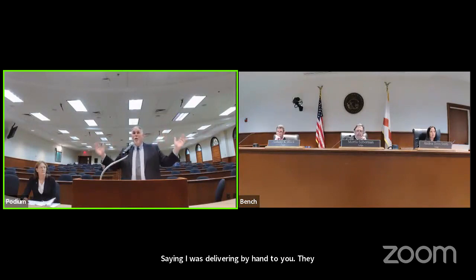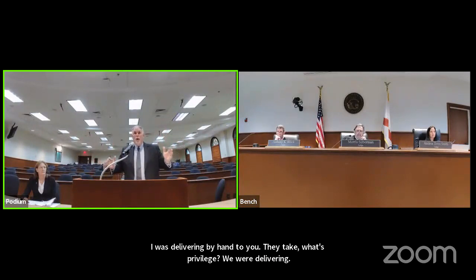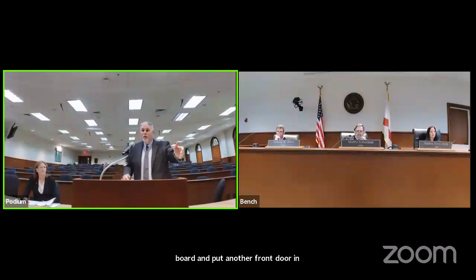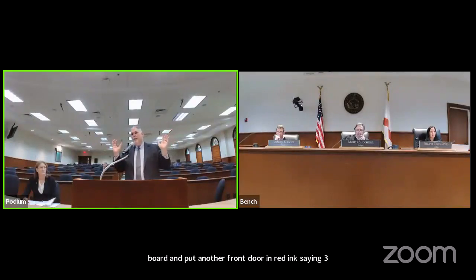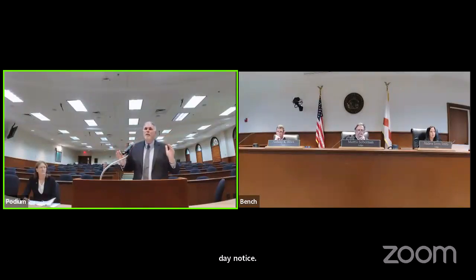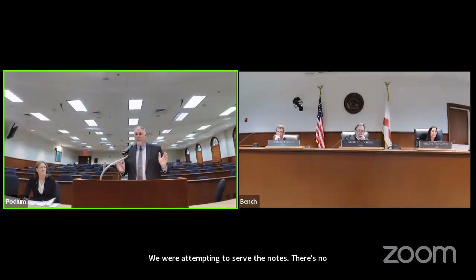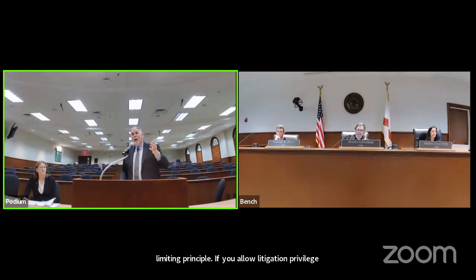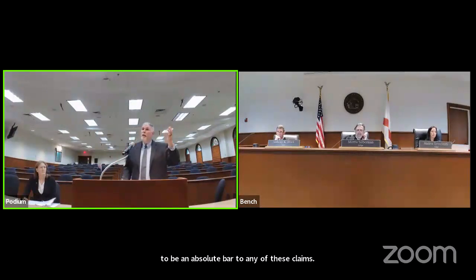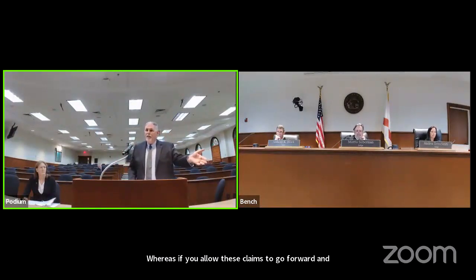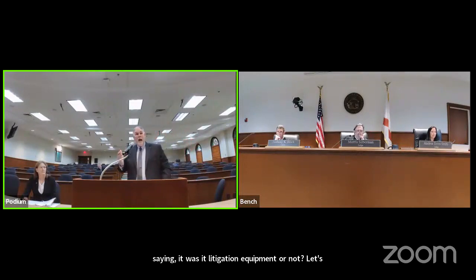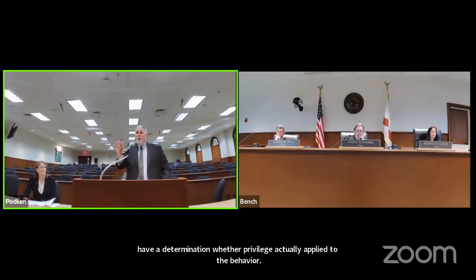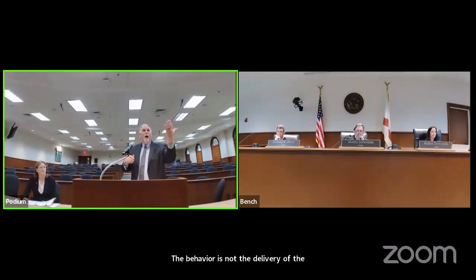Or we make it a giant poster board and put it on their front door in red ink saying 3-day notice. We were attempting to serve the notice. There's no limiting principle if you allow litigation privilege to be an absolute bar to any of these claims. Whereas if you allow these claims to go forward and say, was it litigation privilege or not? Let's have a determination whether privilege actually applied to the behavior. The behavior is not the delivery of the notice. It is the disclosure outward to the world. That's the problem.